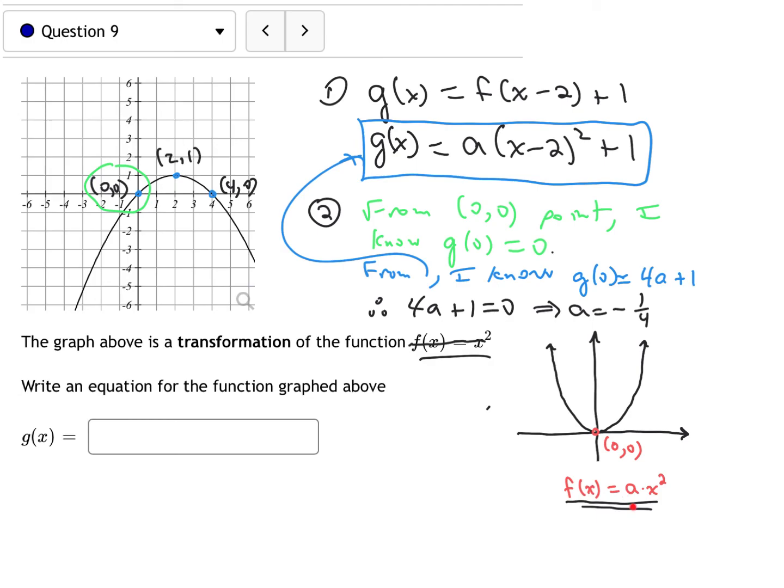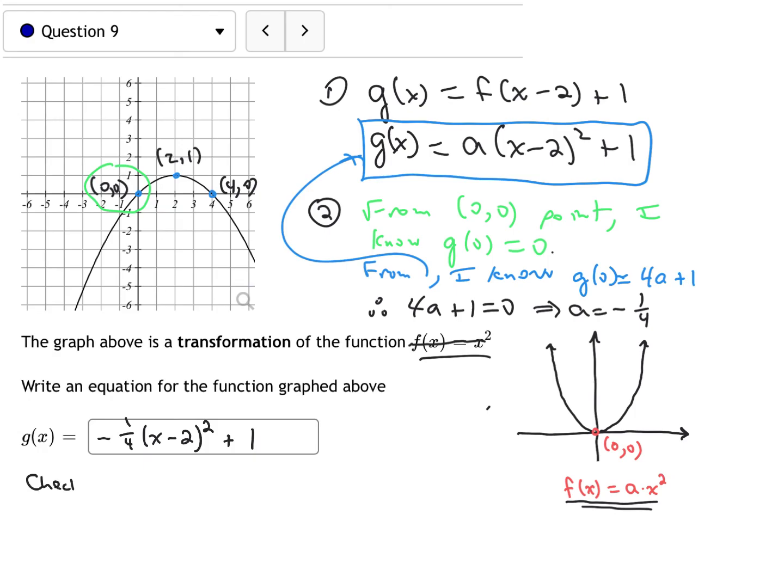A scaling factor of a negative number is going to turn this graph over. It's going to make all your y-coordinates become negative numbers. That's what makes it go this way. We didn't know exactly what that number was, but I can now check. Well, let me write my answer in the box first. So my answer would be negative 1/4 times x minus 2 squared, plus 1.